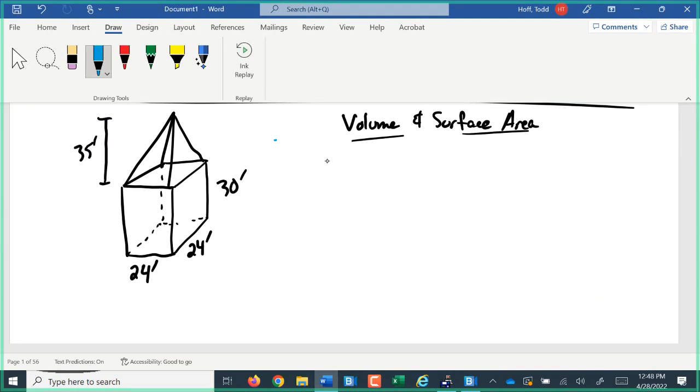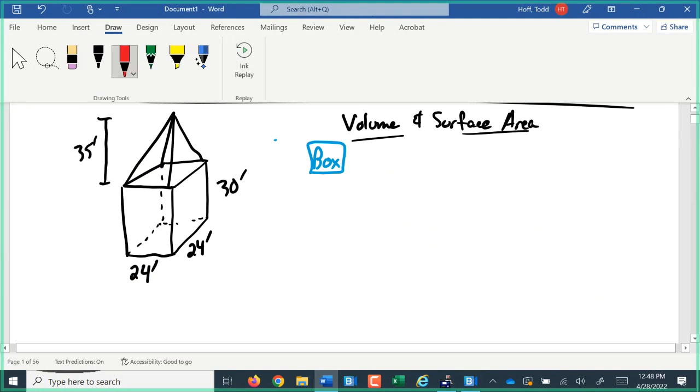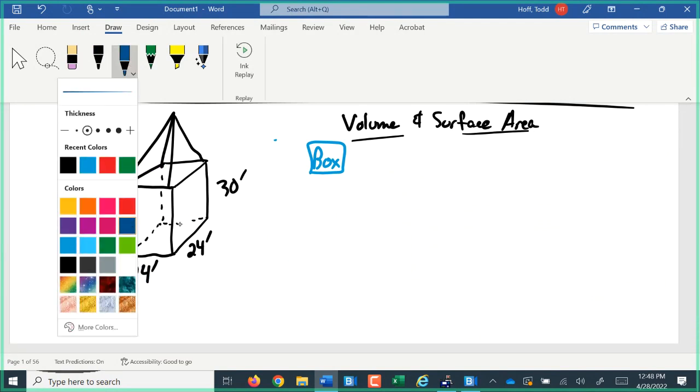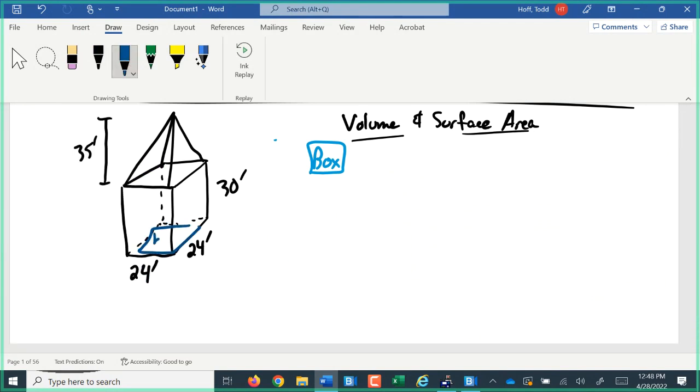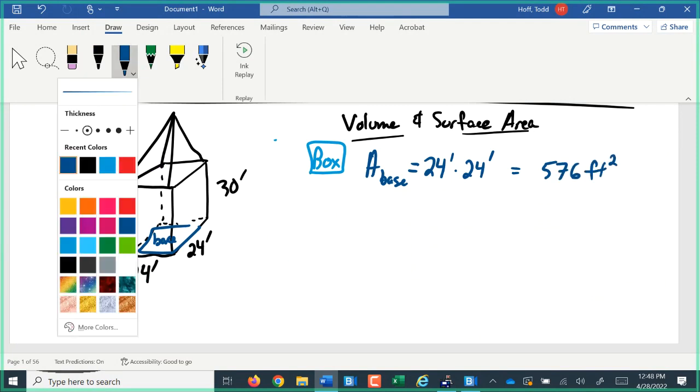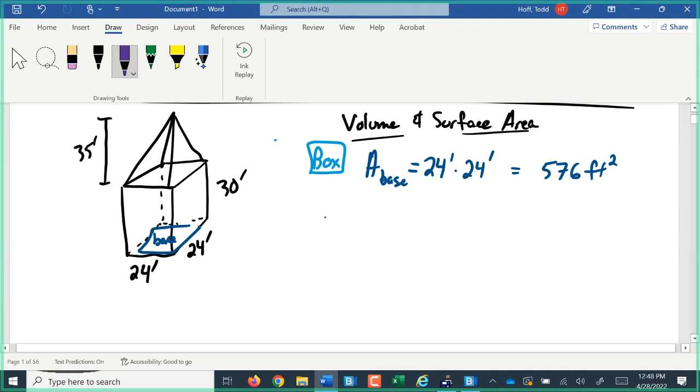Volume. There's only two pieces for volume here. One, we're going to have the box. So we'll do the box first. For the box, we need the area of the base. Well, that's going to be our base. Tell me how to find the area of that base. 24 times 24. You got it. Otherwise known, what is that, 576 square feet? Yep. Perfect.